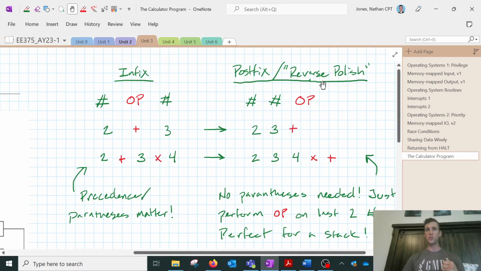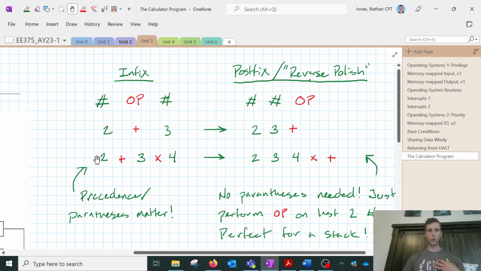In postfix or reverse Polish notation, I place my two numbers first, and then after them I place the operator that I want performed on them. So to rearrange the expression 2 plus 3, I would write 2, 3, my two numbers, and then the plus sign afterwards. This means, effectively, take the most recent two values and add them together.